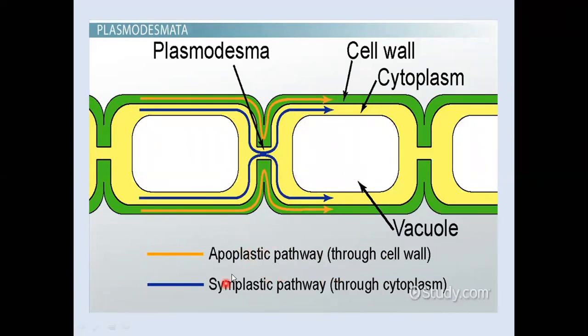And the two pathways are given. This is the vacuole, the apoplastic pathway, and the symplastic pathway. The apoplastic pathway is when the transport occurs through cell walls. This is apoplastic, and when the transport occurs through the cytoplasm, it is known as the symplastic pathway. The blue color is the symplastic pathway. So these are plasmodesmata, which help to communicate between two cells, and also transport of material occurs.